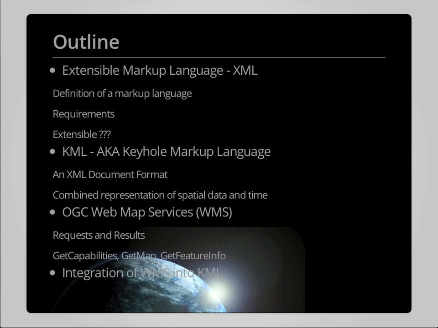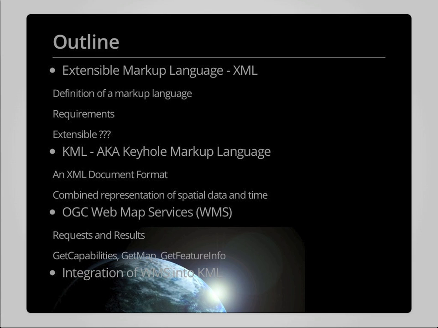This week we will be covering three primary topics, starting with the Extensible Markup Language, or XML, and the basic characteristics of that language, as it is a foundation for our understanding of both information related to the Keyhole Markup Language, or KML, and also the service metadata that is provided by the Open Geospatial Consortium Web Map Services.